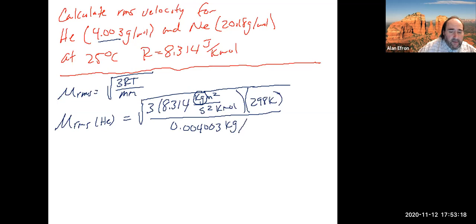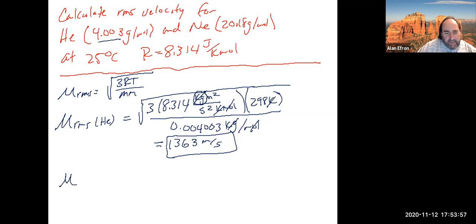0.004003 kilograms per mole. As I mentioned before, moles will cancel, Kelvin will cancel, kilograms will cancel, and that's going to leave us meter squared over second squared, which we take the square root of, and that will leave us with meters per second. If we do all that, a little square root action, we'll call it 1363 meters per second. That's how fast on average our helium atoms are flying around at 25 degrees Celsius.